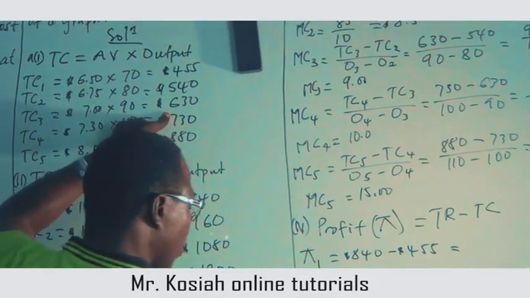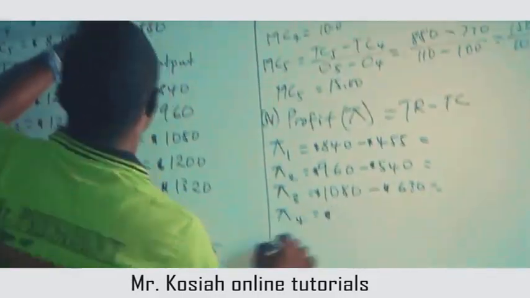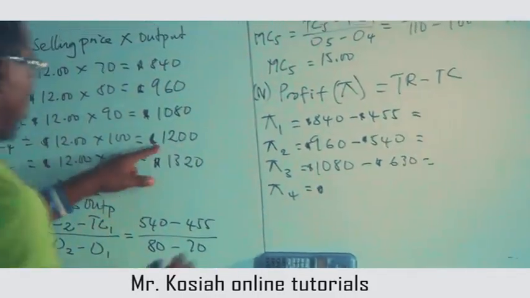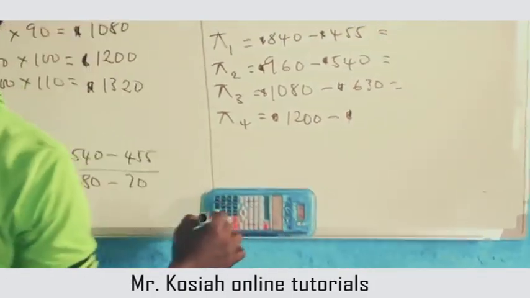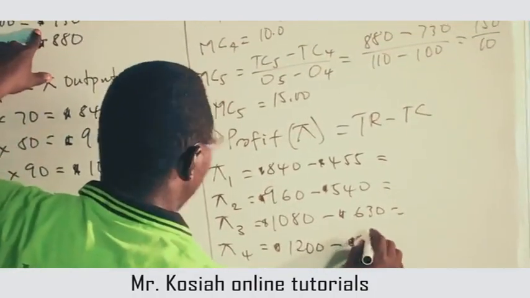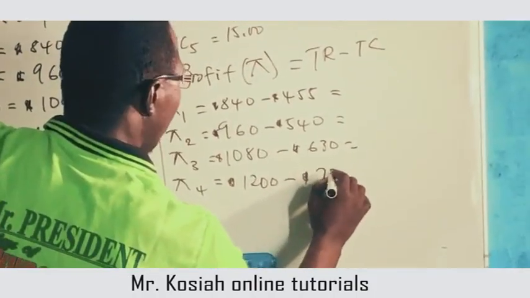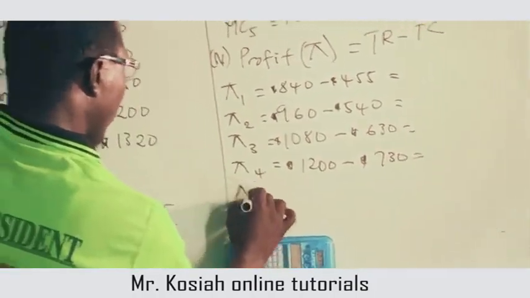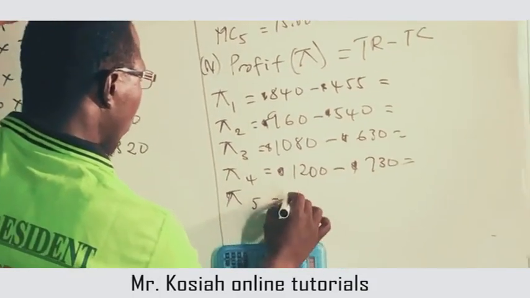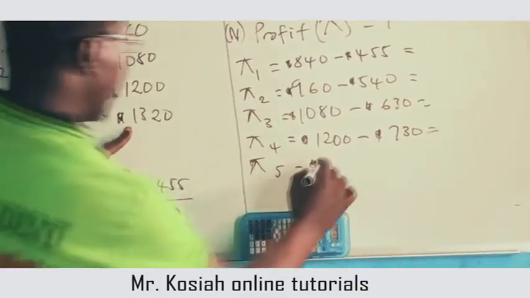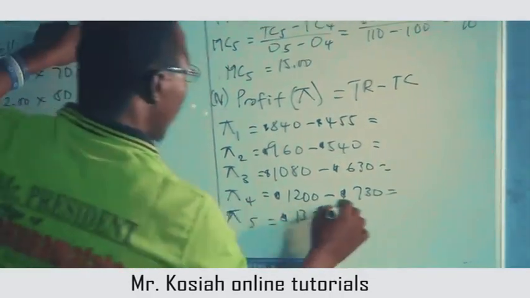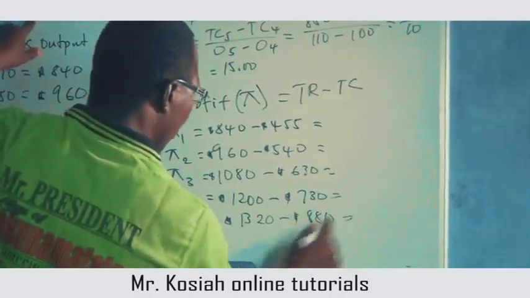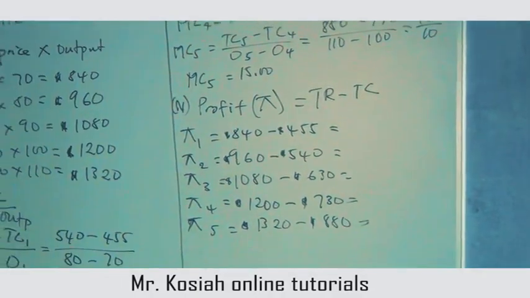And profit at 4 is equal to, what is the profit at 4? It is 0 minus, and the cost at 4 is 730. And we have profit at 5 is equal to, what do we have? 1320 minus, and the profit is what? 880. So we can do the little calculation on that.